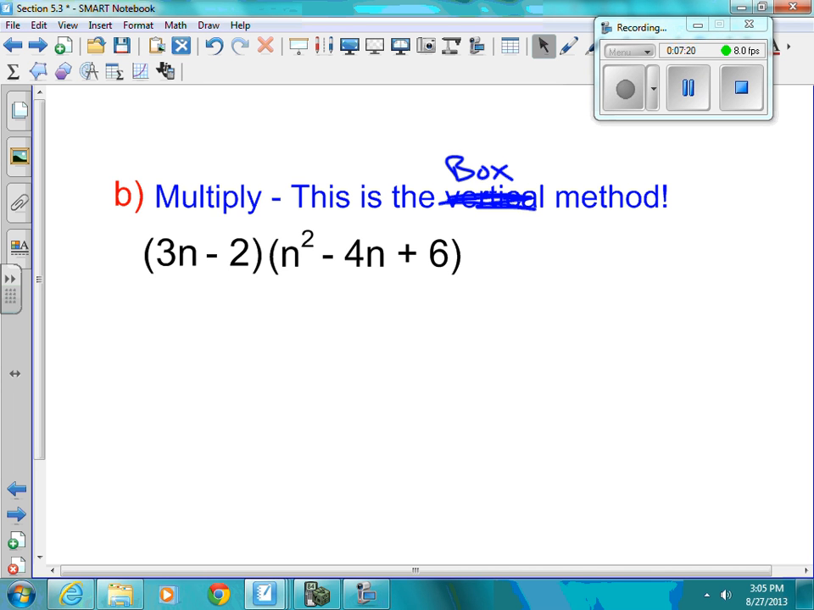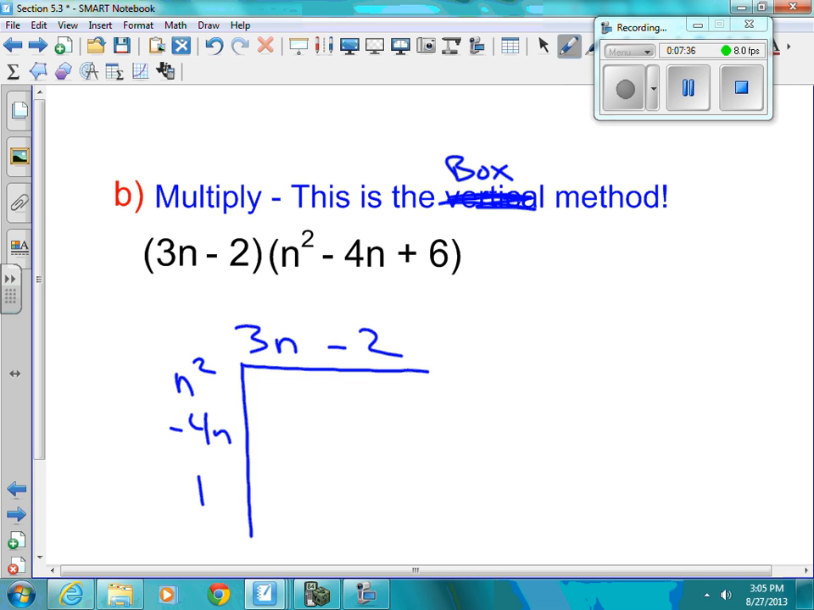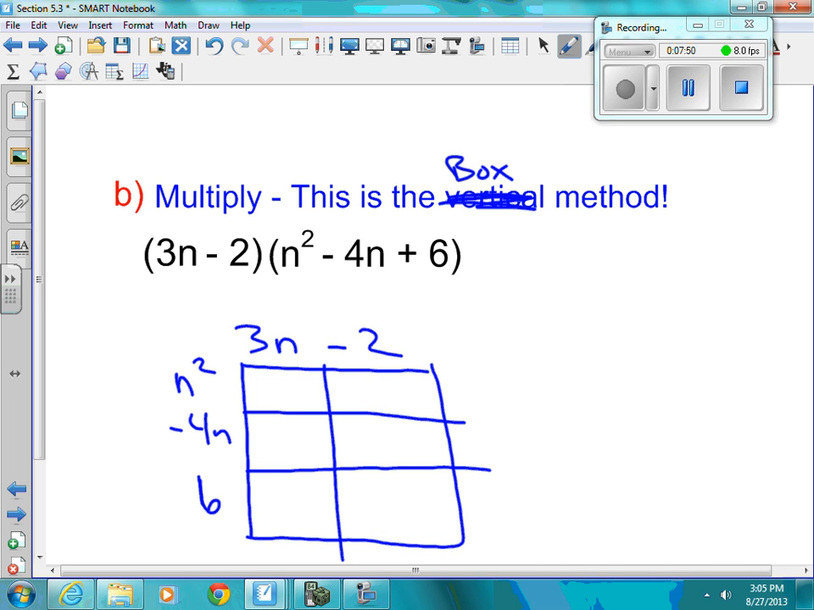The box method, basically, what I mean by that is, remember, we take a polynomial, doesn't matter. We'll say 3n minus 2. That'll be one side of our box. And then the left-hand side will be n squared minus 4n plus 6. So when we do this, we're just going to fill in each box by multiplying each individual box. So maybe call it box, or maybe the table method. I've said that before, box or table. Either one, it's the same thing to me.